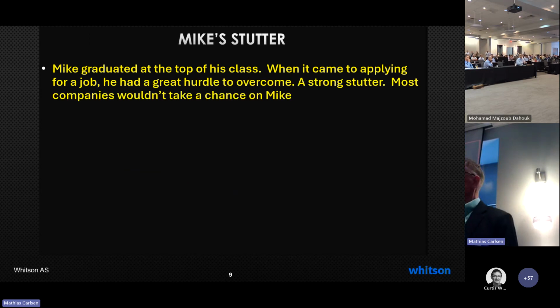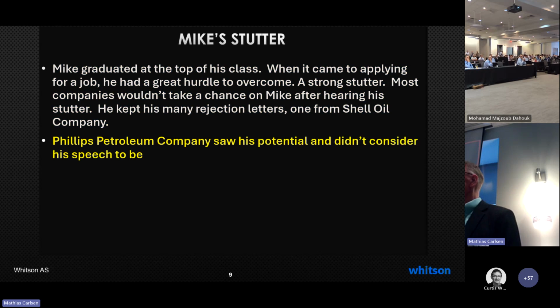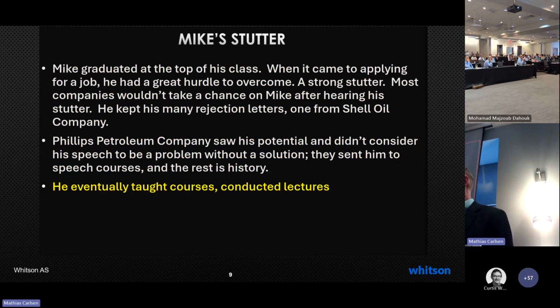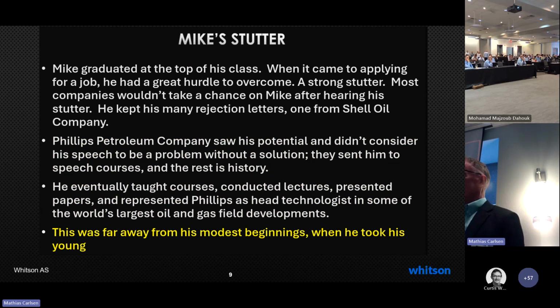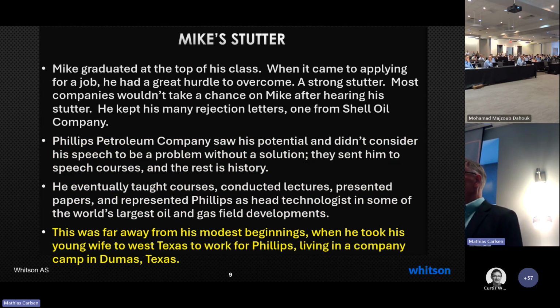Along with that, Mike grew up with a very obvious stutter in the way he spoke, especially in public, and even in private conversations. When he started interviewing, once he was going to graduate, some of the companies, once they heard him talk, pulled back, and he kept all those rejection letters. But one company, Phillips, saw past the problem, because they didn't see it as a problem that didn't have a solution. When he went to work for Phillips, they got him in speech therapy and things like that. He went on a circuit of giving presentations, and that became his job, presenting his work to young engineers. He still had a little bit of the stutter, but you could always get the point across.